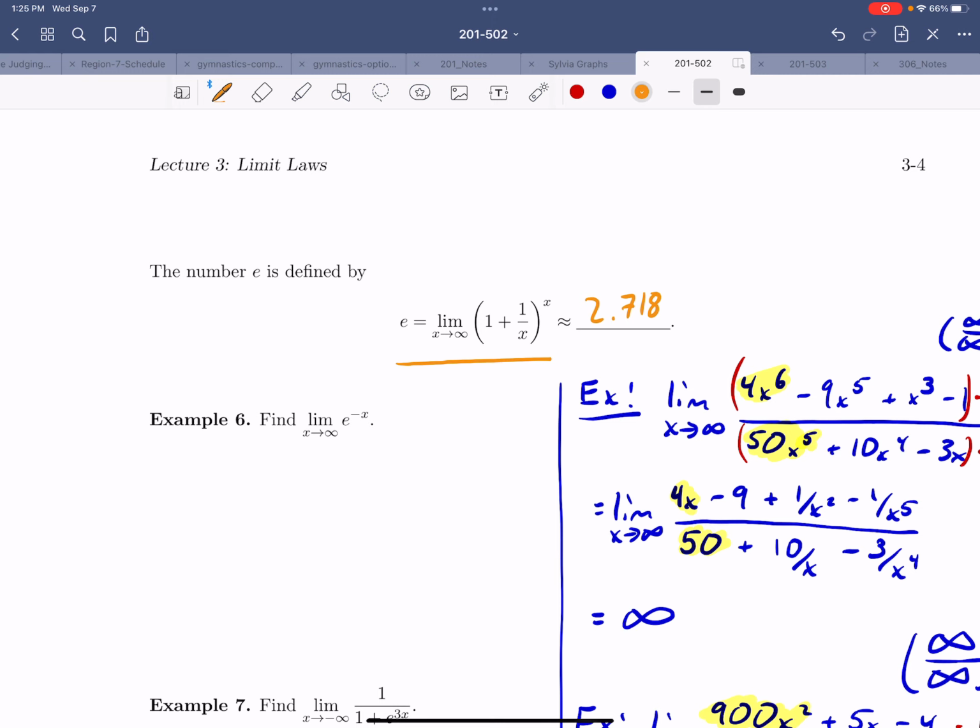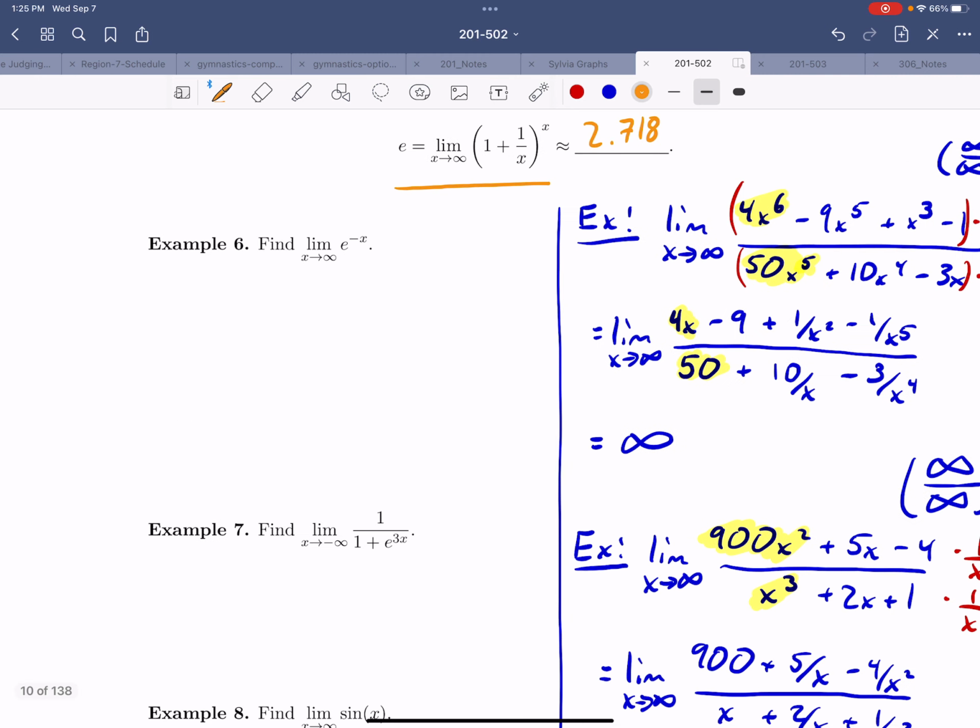One place where you see e come up is in compounded interest, right? If you have infinitely many compounding periods, then you actually use this number e to figure out the amount of interest that's charged. But anyway, let's just do a couple of quick examples involving e. We're going to see later on why it's really important. But for right now, just treat it like a number, like the number 2 or something.